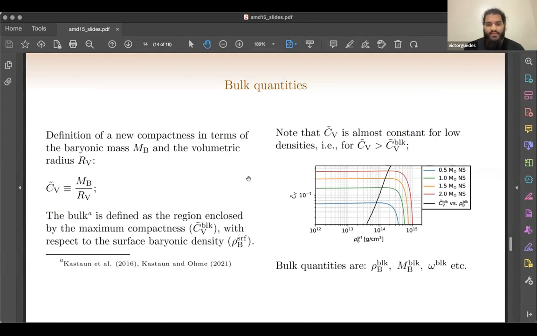The advantage of this is that although this prescription is meant for post-merger remnants, in our case hypermassive neutron stars, we can also use it for cold neutron stars. Here on the right, I'm showing an example of how we can find this bulk compactness, or how we define the bulk itself, where we see curves relating the compactness with the surface density of neutron stars. Once we have found the bulk compactness, this compactness function is almost insensitive to the low density parts of the star. That's why we call it a bulk, because it comprises the most relevant matter part of the star. So if this compactness function is insensitive to the low density parts of the star, this bulk compactness could be a good candidate for universal relations for other bulk quantities, for example, the frequency of the F mode of the bulk itself.